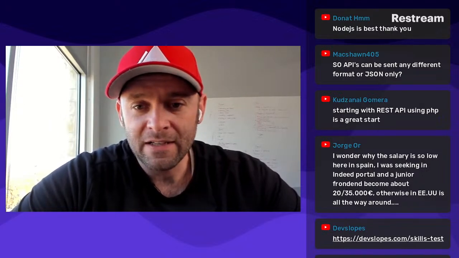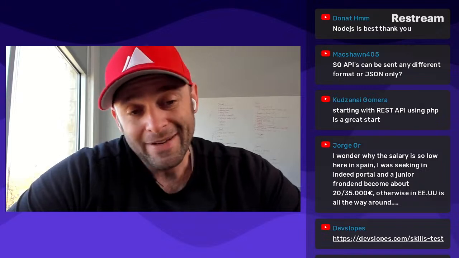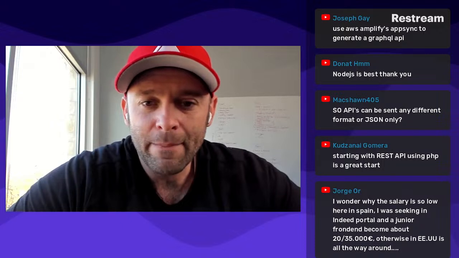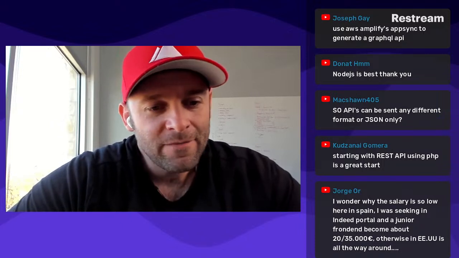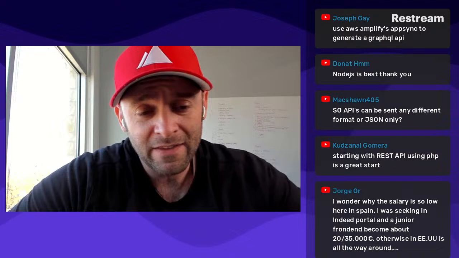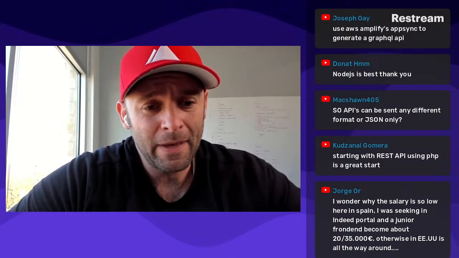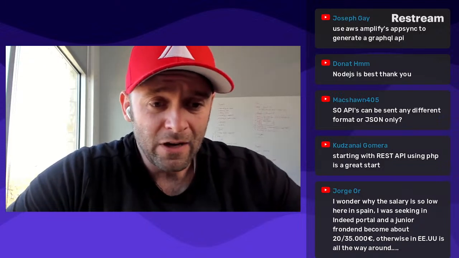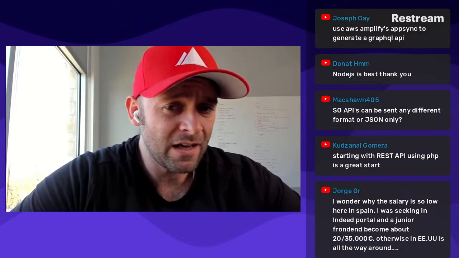Can APIs be sent in any different format or JSON only? I mean, technically you could send anything, but the two most common formats are XML or JSON. Node.js is best. Node's great too. Let's not say best, guys and gals. Let's not say best about any of this stuff. Use AWS Amplify AppSync to generate a GraphQL API. Joseph, that's complex, man. I've done that. It's complex. You can get an API running a lot quicker just with Node. I mean, AWS is great, but their documentation is weak, and it's not easy. They've never been easy.